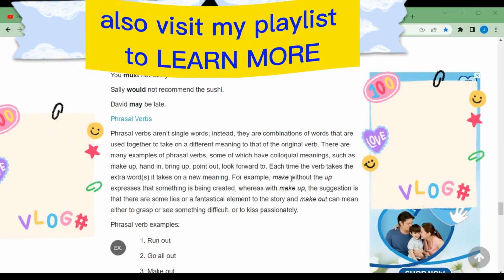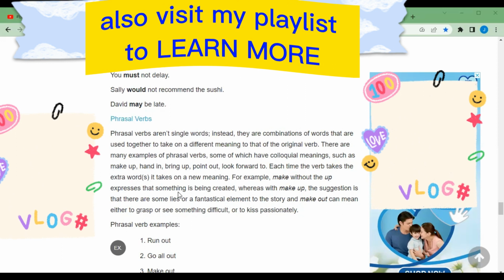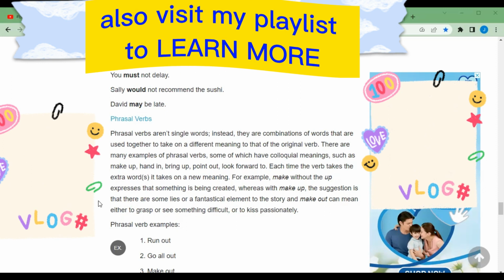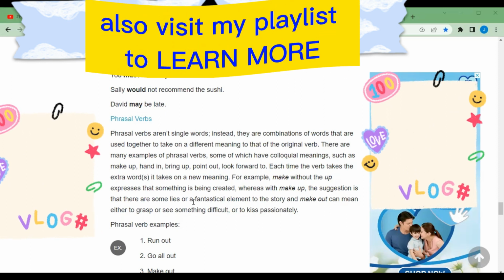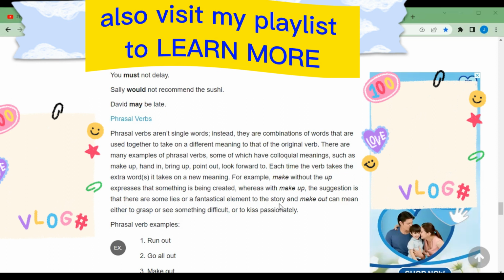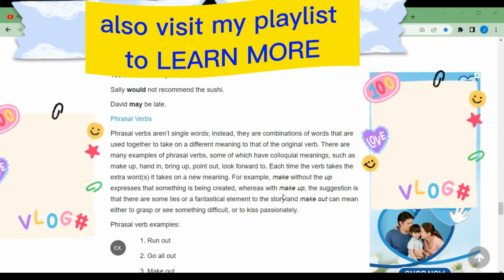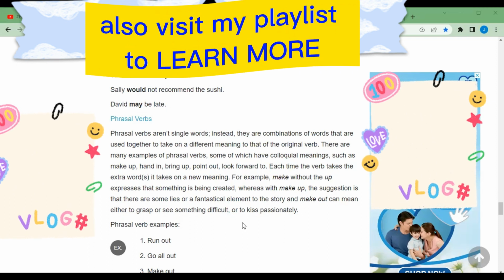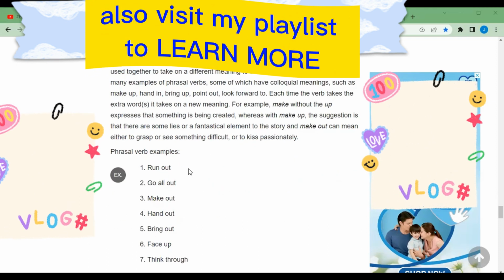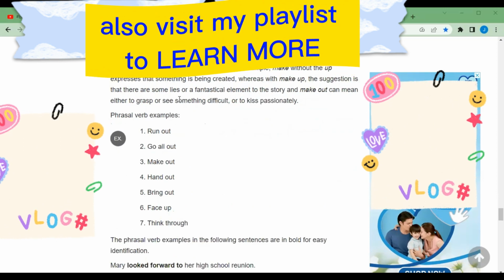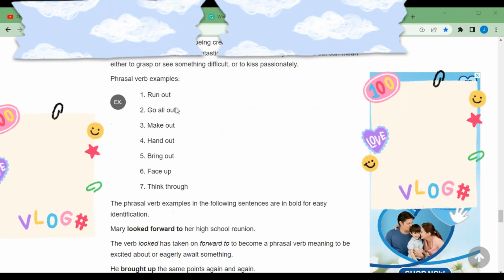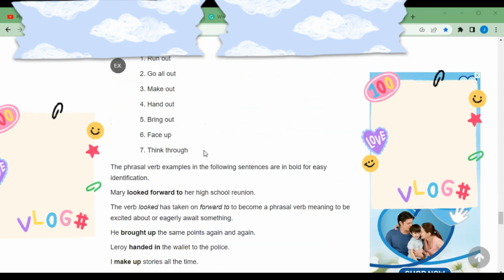Each time the verb takes the extra word or words, it takes on a new meaning. For example, make without the up expresses that something is being created. Whereas with make up, the suggestion is that there are some lies or fantastical element to the story, and make out can mean either to grasp or see something difficult or to kiss passionately. Okay, so phrasal verb examples.